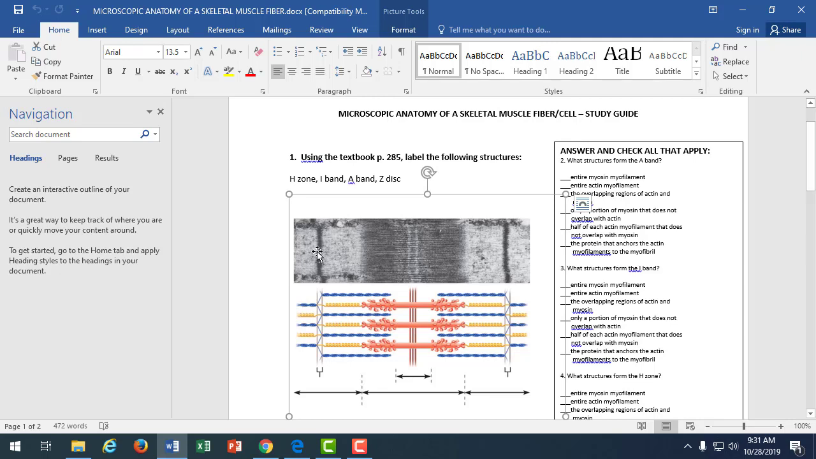And then this dark line going down the middle of the I band is the Z disc. So you can label that as well. So I want you to label it in the diagram as well as the muscle tissue. Okay, that's the Z disc. A lot of terms today, right?